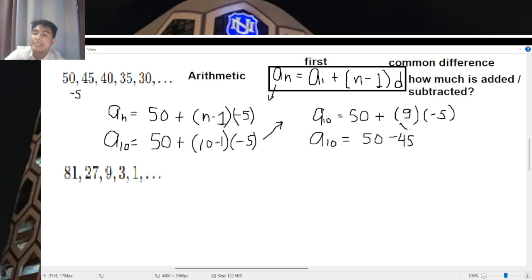So how did that happen? 9 times negative 5 here is negative 45. Final answer, that would be just 5. There you go. So that's an example of an arithmetic sequence.